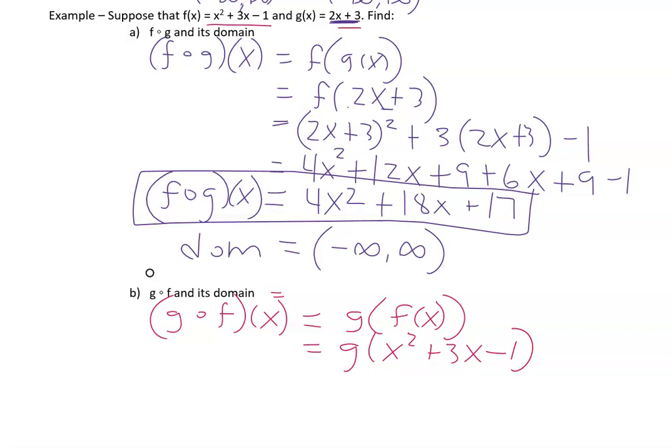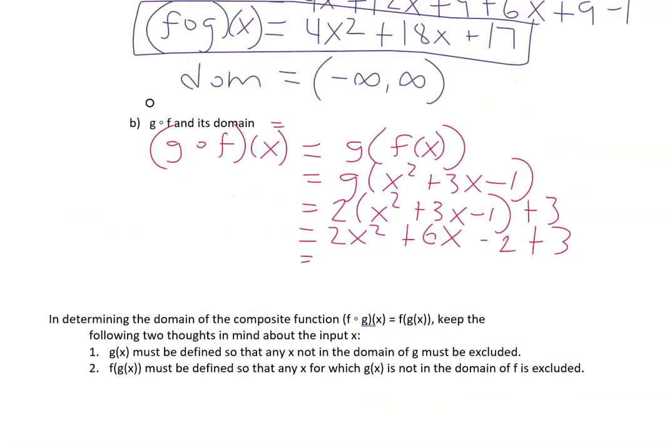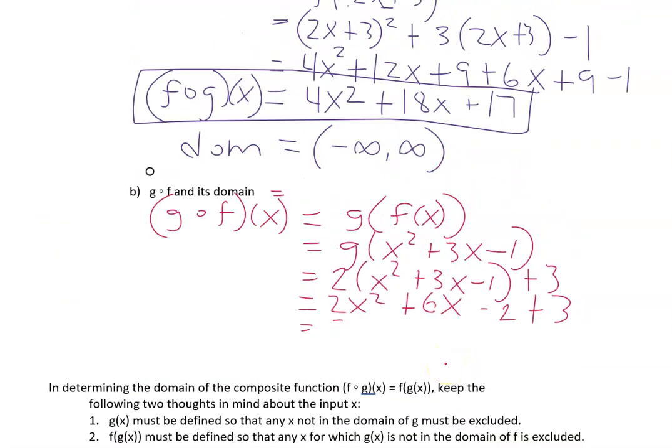So I'm going to come to g of x. Everywhere there's an x, I'm going to plug in x squared plus 3x minus 1. So I get 2 times x squared plus 3x minus 1, plus 3. Distribute my 2, so I get 2x squared plus 6x minus 2 plus 3. So g composed with f of x is actually going to be 2x squared plus 6x plus 1.